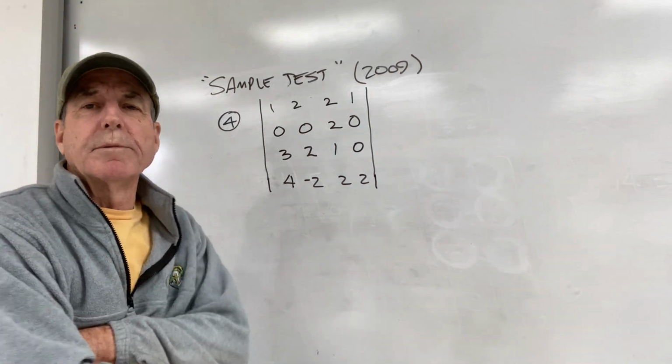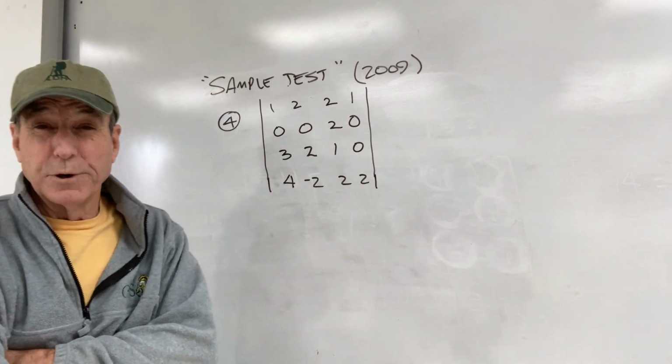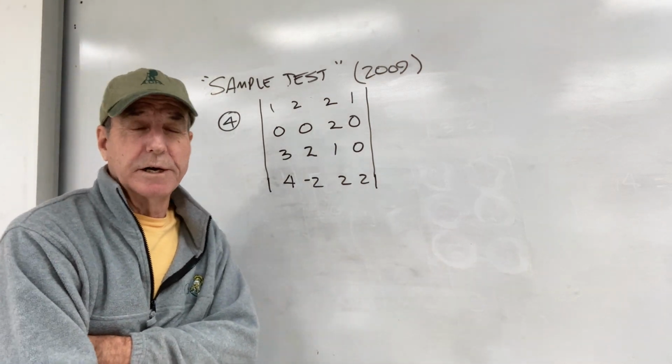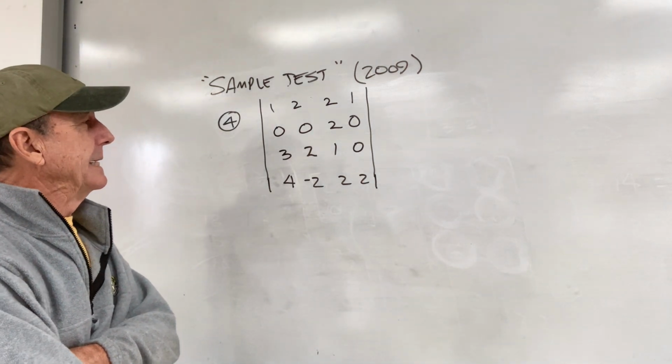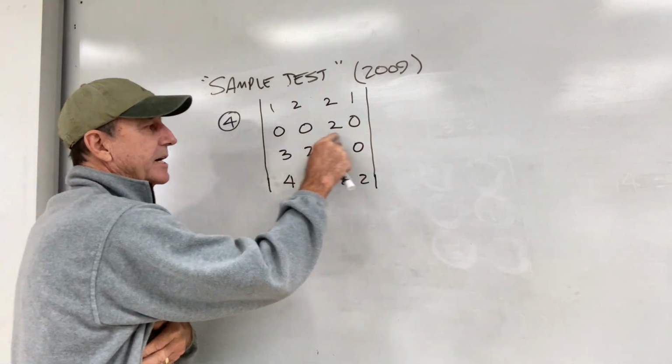Okay, this is problem number 4. Our task is to evaluate this 4x4 determinant. We can't use the rule of Sarrus, that only works on 3x3s. It says to use minors and cofactors, and there's a hint. Look at the second row.